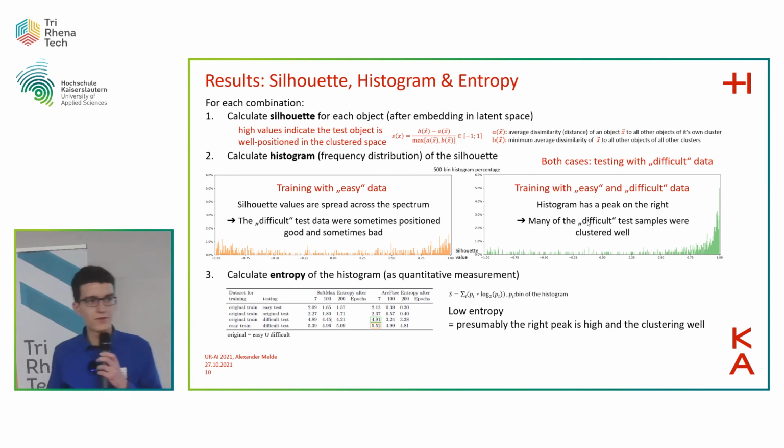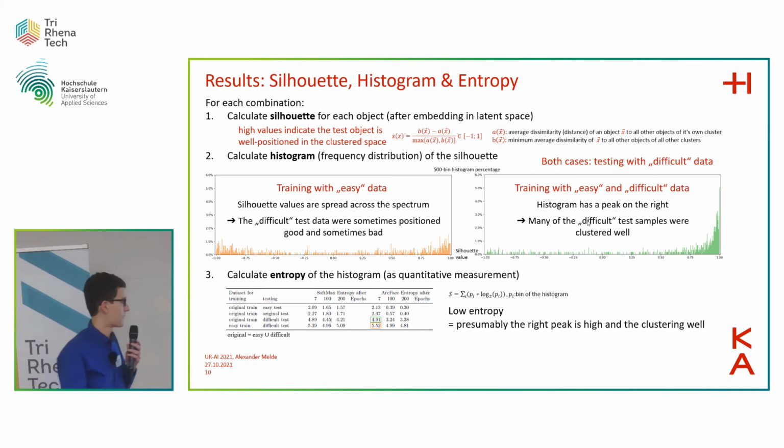We wanted to not only see this behavior visually, but also be able to measure it. And we can calculate the entropy of the histogram for this. When the histogram is spread wide, the entropy is high, and when it has a few peaks, it is low. We assume that when the entropy is low, the right peak is presumably high and the clustering is good.